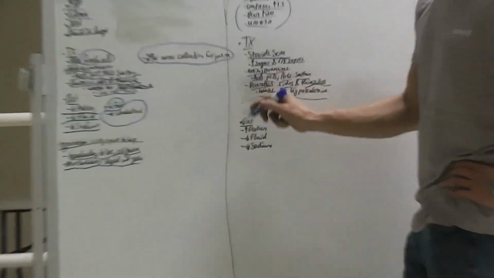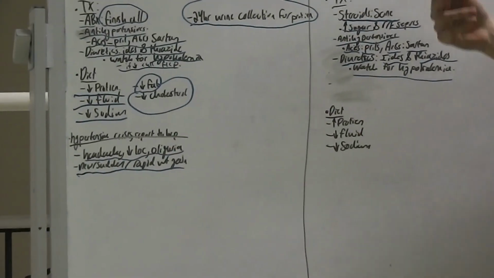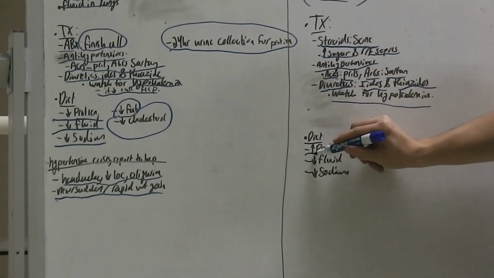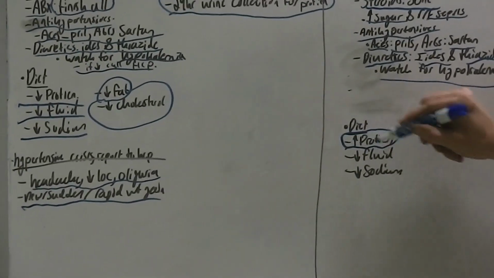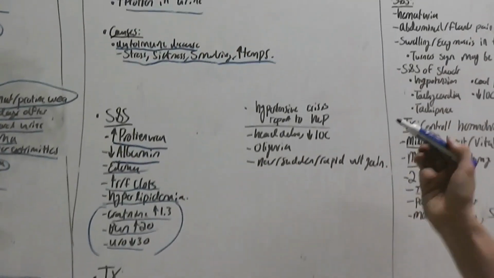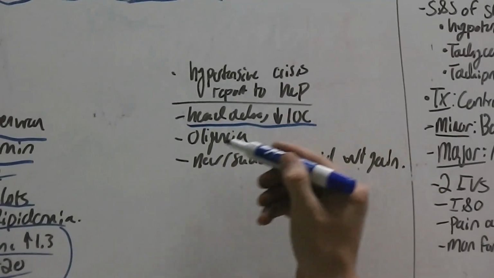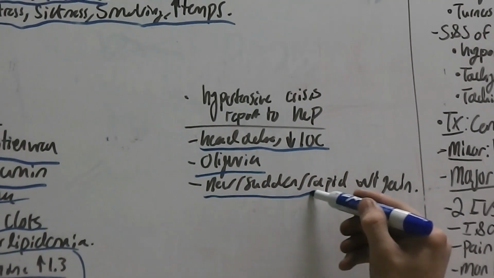Now diet, this one is different than glomerulonephritis because this is the only kidney disorder where we increase the protein in the diet. The rest is pretty much the same. We decrease the fluid and we decrease the sodium. Same thing with this hypertensive crisis. The signs we need to report to the HCP are headaches, decreased level of consciousness, oliguria, new, sudden, or rapid weight gain.